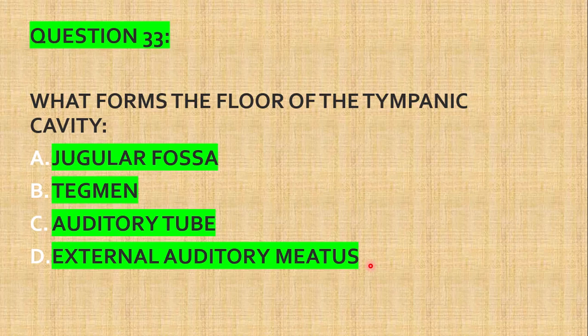Question 33. What forms the floor of the tympanic cavity? The tympanic cavity has a floor, an anterior wall, posterior wall, and superior wall. The inferior is the floor. So option A, jugular fossa. Option B, tegmen. Option C, auditory tube. Option D, external auditory meatus. And the answer to this question is the jugular fossa. The jugular fossa forms the floor of the tympanic cavity.